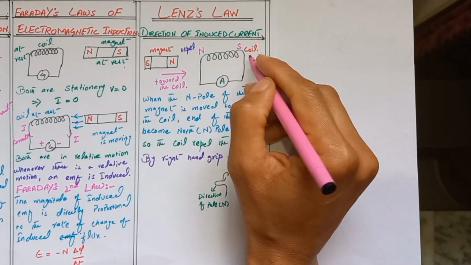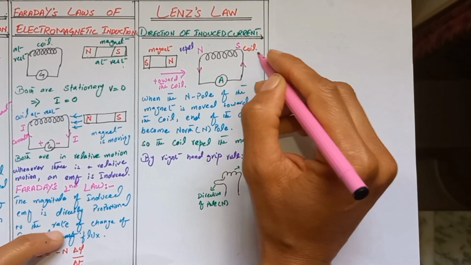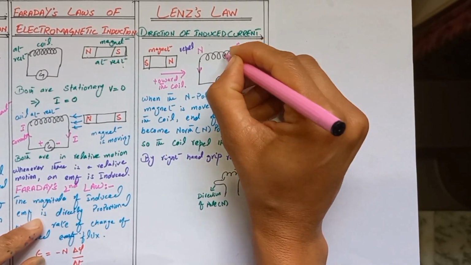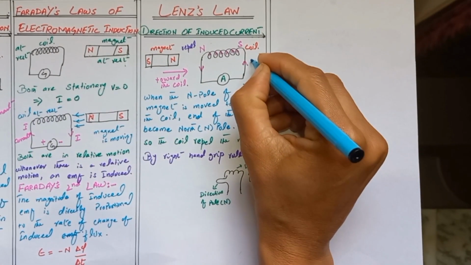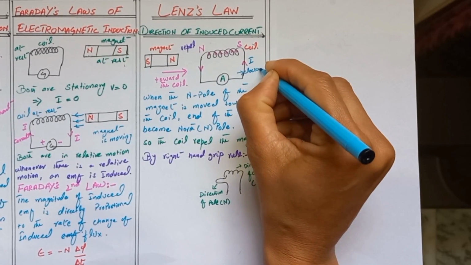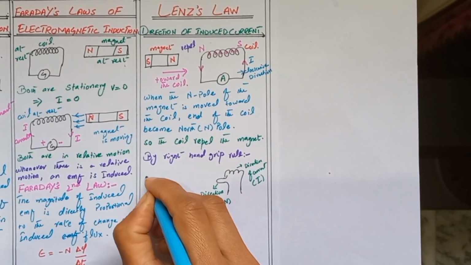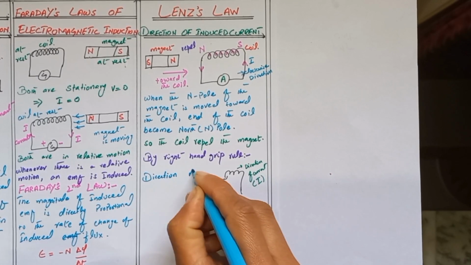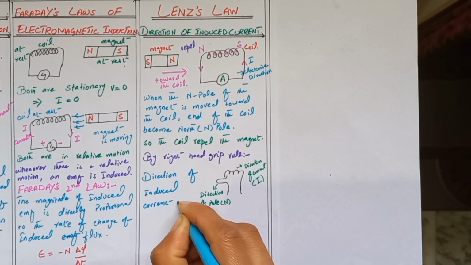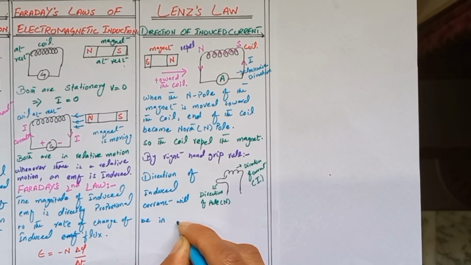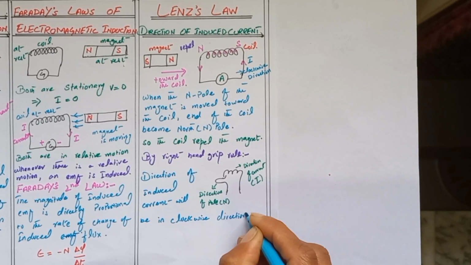So here we see that the current moves in the coil in the clockwise direction. So current I is in the clockwise direction by the right hand grip rule. So here we can write: direction of induced current will be in clockwise direction.